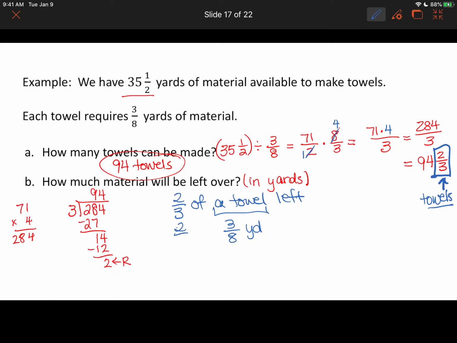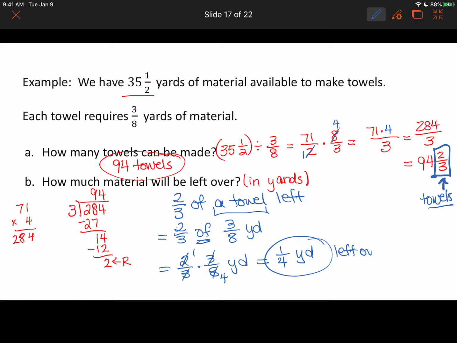So I have 2/3 of 3/8 yards, and of tells us multiply. So I have 2/3 times 3/8 yard, which when you multiply, you're going to cancel the 3's. 2 goes into 8 4 times, and I'm left with 1/4 yard left over. Okay? So just be careful of the units on your material. There's a little extra work in part B.